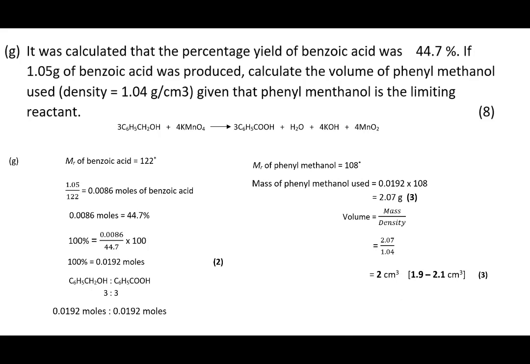Okay, so that's your calculation. There are 8 marks, and again, you could have come at this in different ways, and that's fine as long as you have those little markings along the way. You get to the 0.0192 moles of benzoic acid, the mass of phenylmethanol used, which is 2.07, and then convert that to volume. Okay, so that's question 2 in our paper completed.